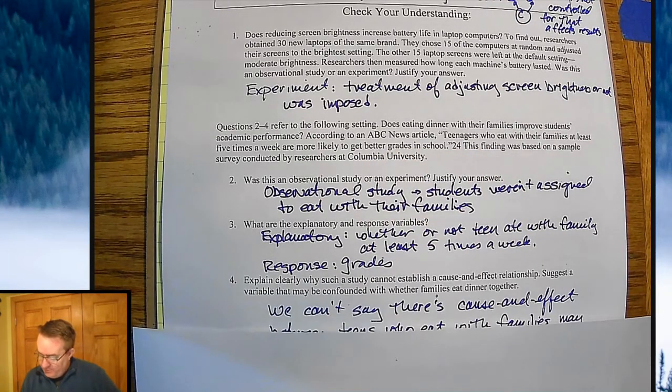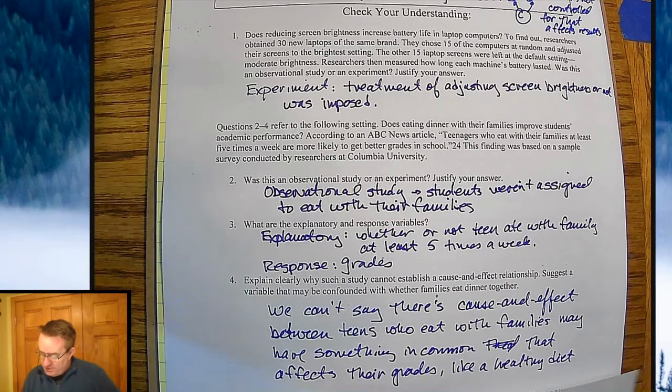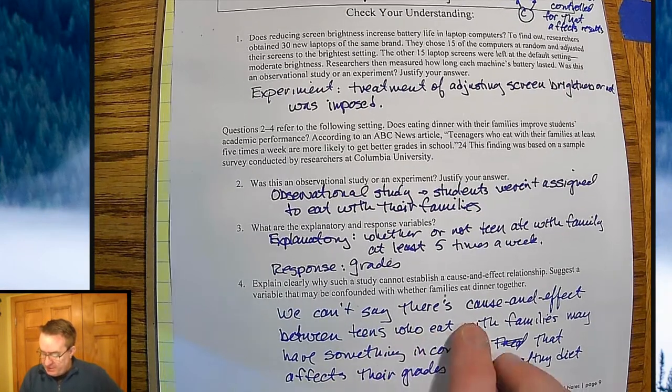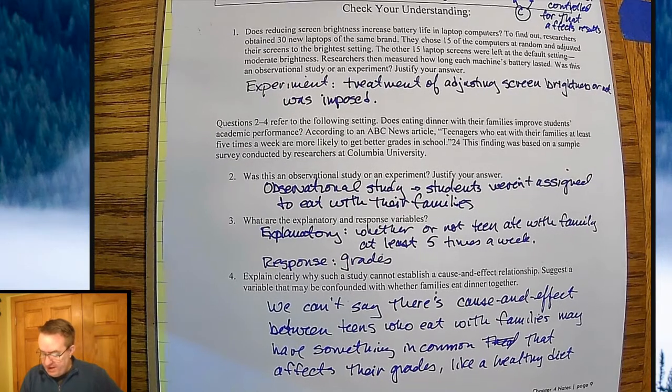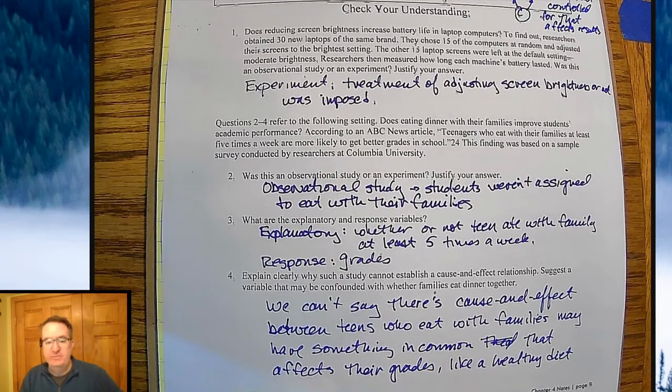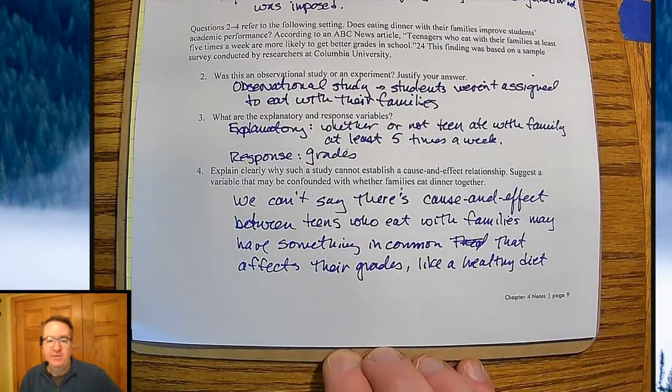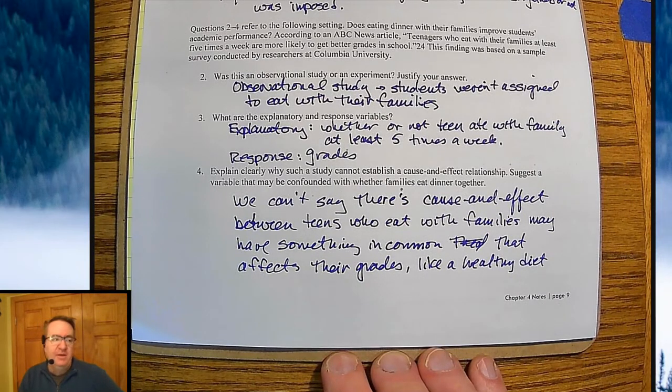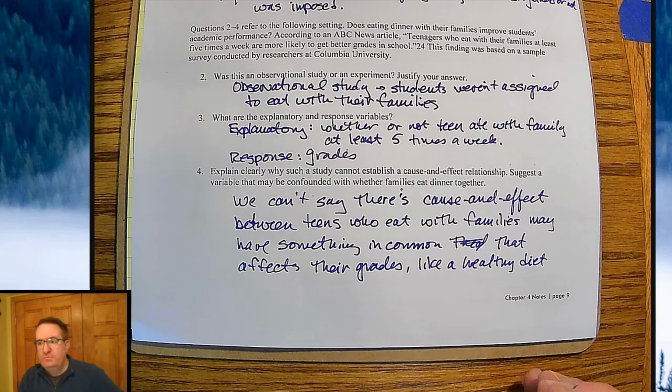And then clearly explain why a study can't establish a cause and effect relationship. Suggest a variable that might be confounding things. We can't say there's cause and effect because teens who eat with their families may have something in common that affects their grades. Maybe teens who all eat together have healthy diets. Maybe teens who eat with their families have more of a routine, and so they have a standard bedtime.